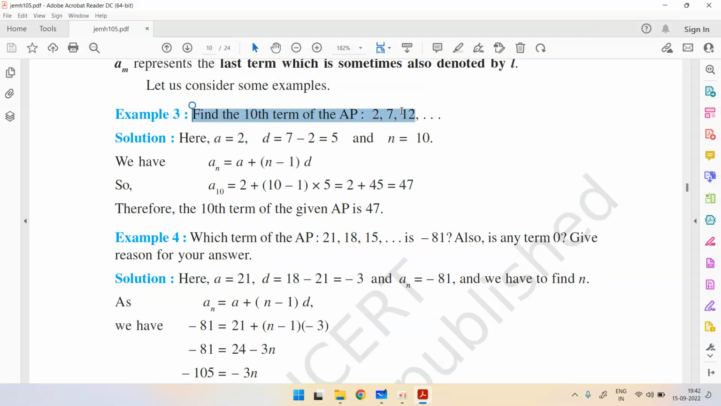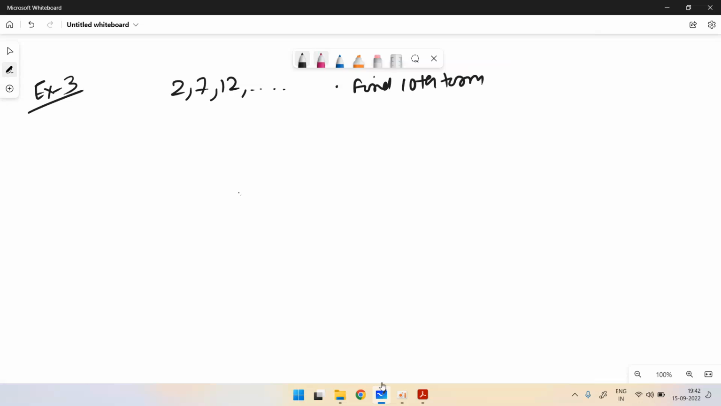This says, find the 10th term of the AP 2, 7, 12, dot dot dot. Example: it is given that the AP is 2, 7, 12, dot dot dot. Find the 10th term. So how will we calculate the 10th term? The AP starts with 2, which implies the value of a, that is the first term, is 2. Now what is the common difference? d is nothing but, you can take any two consecutive numbers, I am taking 7 and 2, that is 7 minus 2, which is 5. So the common difference is 5.